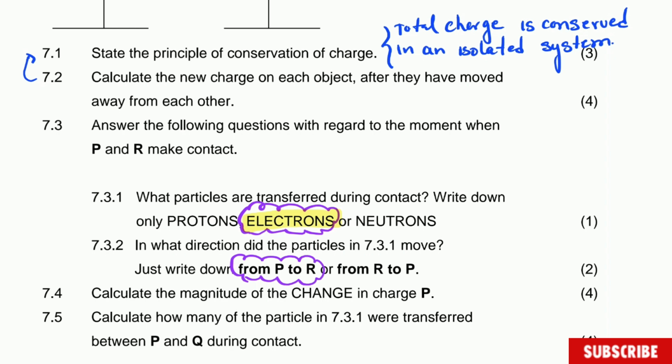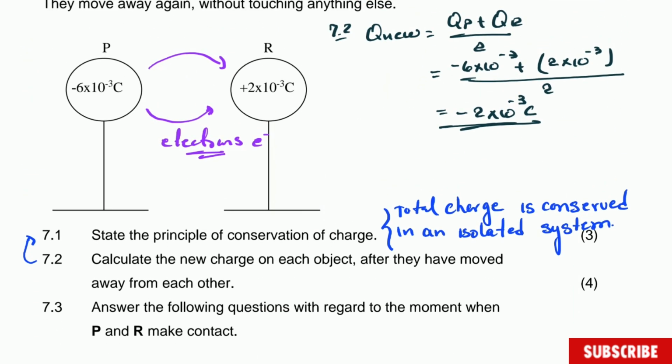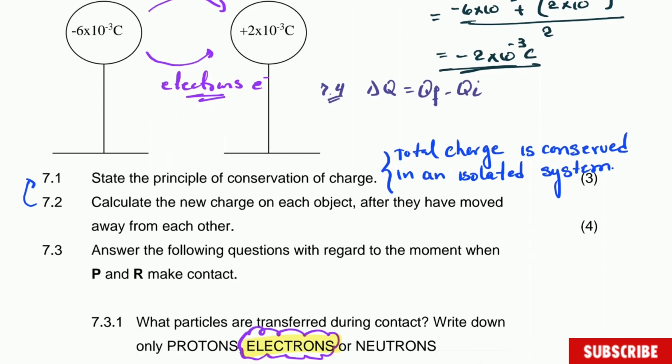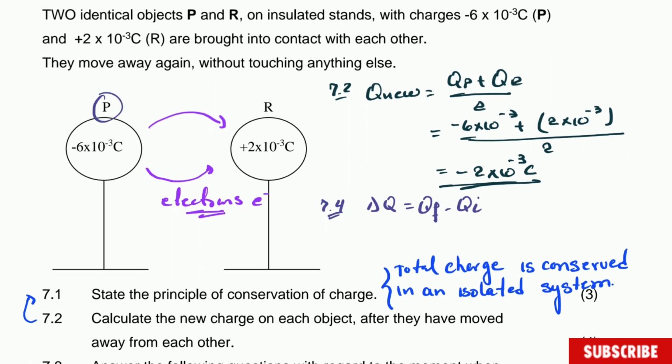That is very simple. The next question: calculate the magnitude of the change in charge of P. Now for charge P, they want charge P. This one is question 7.4. We can do it here, there is enough space because it's quite small. You need to know that change in charge, like all the changes in physics, is going to be final charge minus initial charge. And we are talking about P. All right, so let's mark this one. We're working with P.